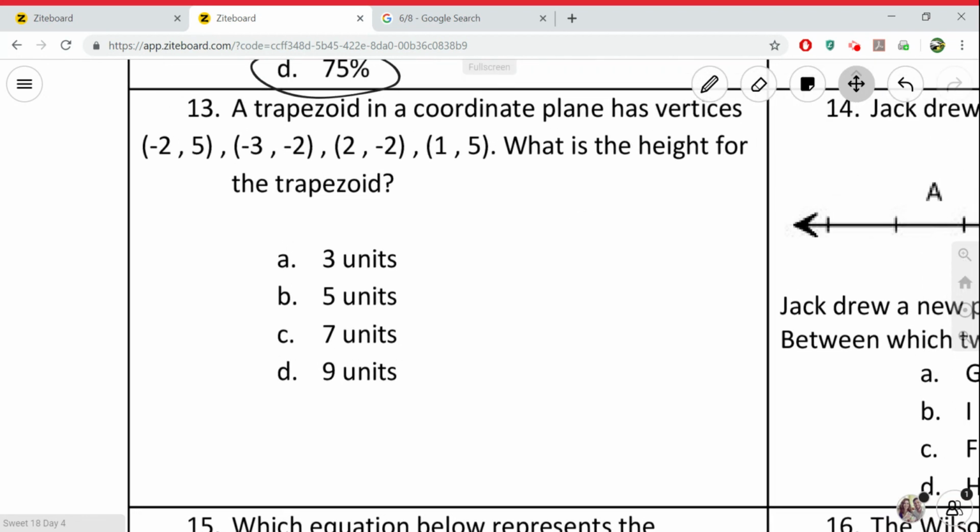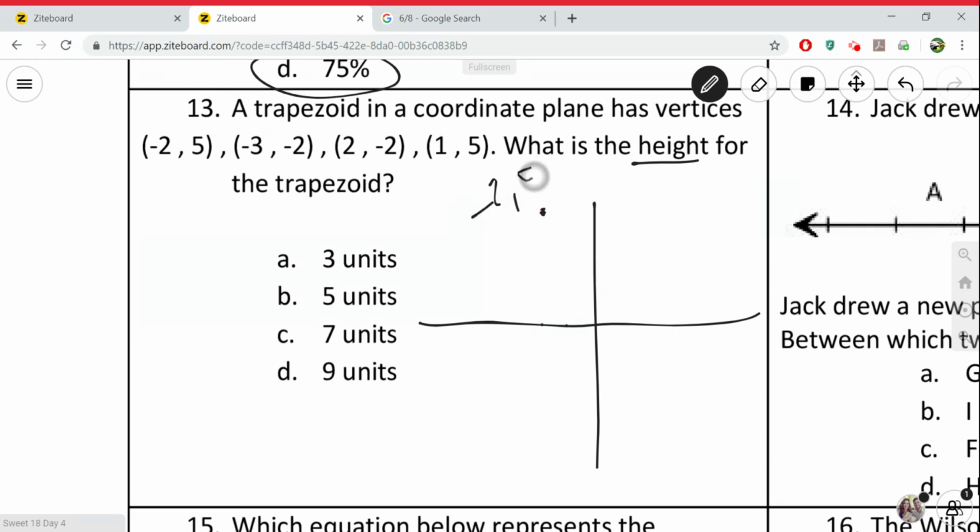Question 13 says a trapezoid in a coordinate plane has vertices (-2, 5), (-3, -2), (2, -2), and (1, 5). What is the height for the trapezoid? So let's draw my coordinate plane. This isn't going to be perfect, but we're going to try. The trapezoid, the height is going to go from the bottom to the top. I have -2, 1, 2, 5. So (-2, 5) is going to be up here somewhere. Our height's going to go bottom to top. Well, let's draw it first and see.